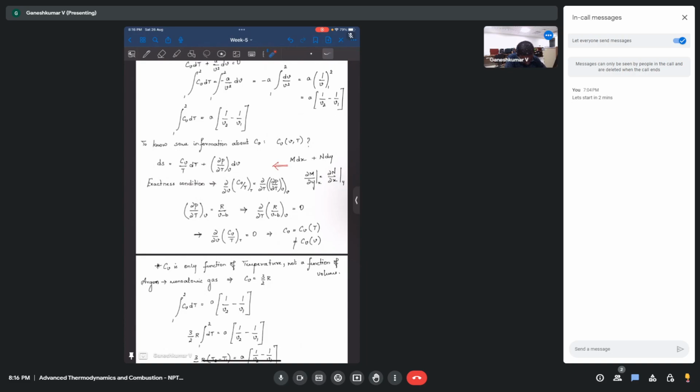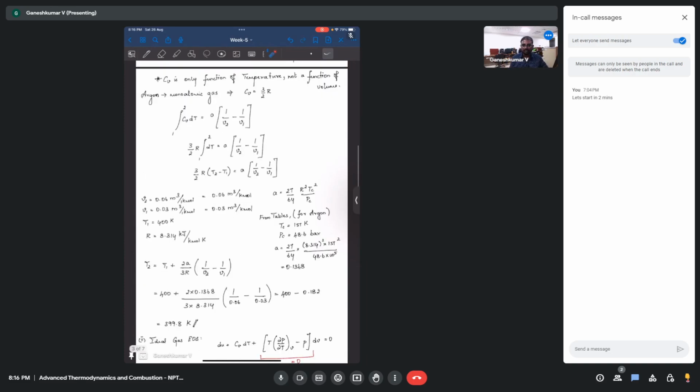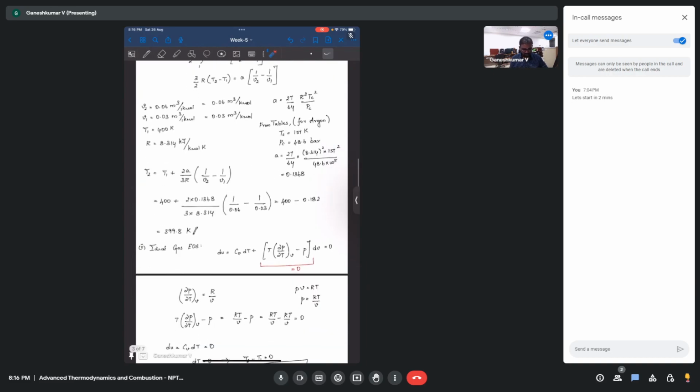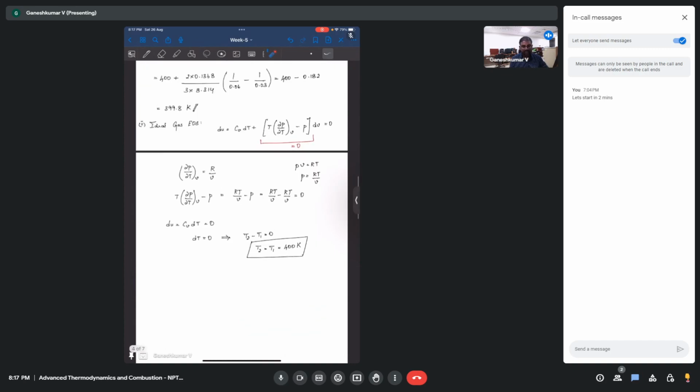So now, since CV is a constant, it simplifies our integration. Once this integration is done, we substituted all the values, and we were able to get the temperature change. When we use the van der Waals equation of state, we get a very small reduction in temperature, to 398.8 Kelvin. And when we use the ideal gas equation of state, it turns out that temperature doesn't change during this free expansion. So T2 and T1 are the same, 400 Kelvin. Okay, that is the use of the property relations we developed.